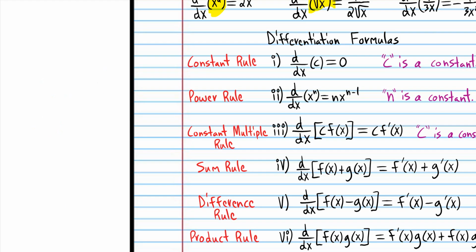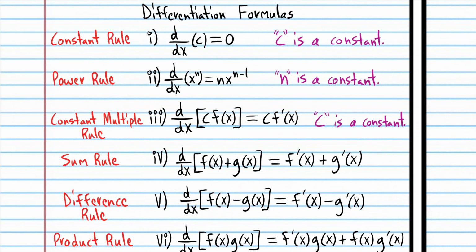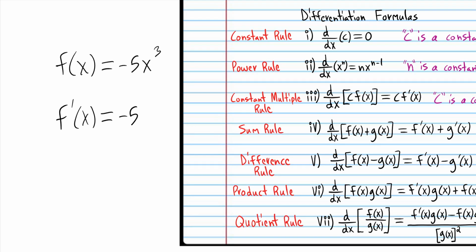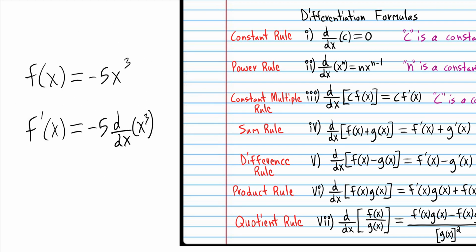So that's the power rule. And the constant multiple rule tells us that if we have a constant times some function, for example, if f of x is equal to -5 times x cubed, the derivative is just equal to that constant times whatever the derivative of x cubed is. So again, this is Leibniz notation. This means that we're finding the derivative of x cubed and then multiplying it by -5.